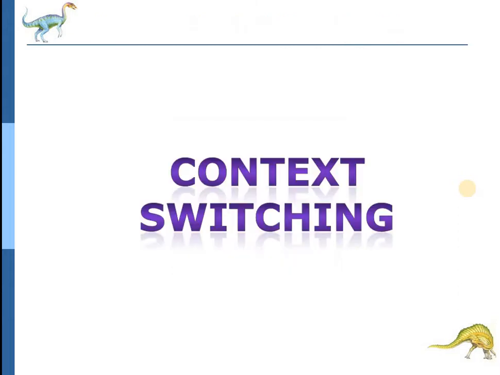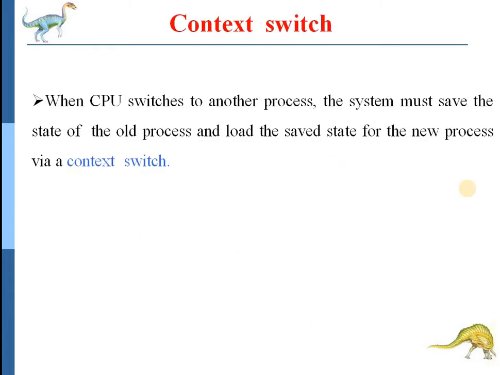Today we are going to discuss context switching. In the earlier discussion, we learned about the PCB. The PCB is one type of data structure where all the current activity information or status related to the process is stored. Context switch: when the CPU switches to another process, the system must save the state of the old process and load the saved state for the new process. It is called a context switch.